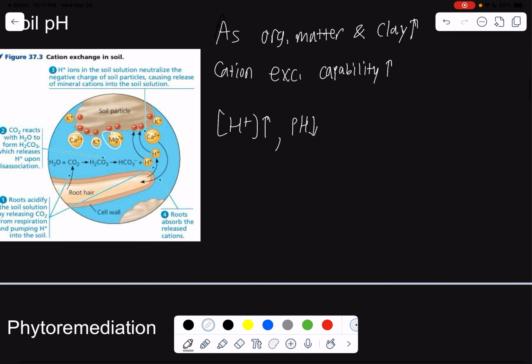If it's too alkaline, what do we do? We can add sulfate, SO4 2-. If it's too basic, that means the pH is too high. If the pH is too low, or it's too acidic, then we'll add lime, which is in the form of Ca(OH)2. Or in general, you just need some sort of OH- to enter the soil solution, the soil system, and increase the pH by decreasing hydrogen concentration.